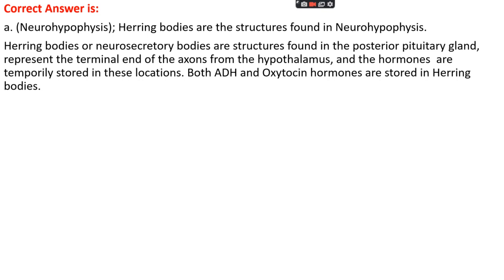They represent the terminal ends of the axons from the hypothalamus, and the hormones are temporarily stored in these locations. Both the neurosecretory hormones, that is ADH and oxytocin, are stored in these Herring bodies.